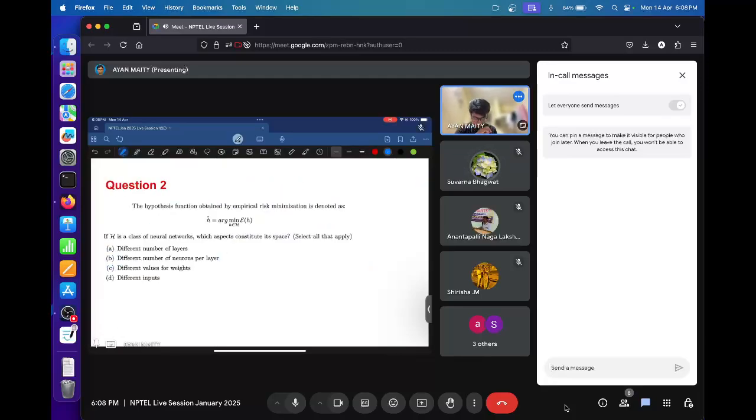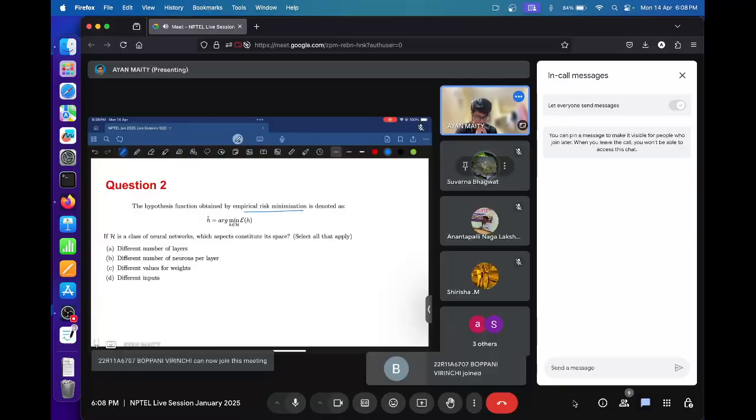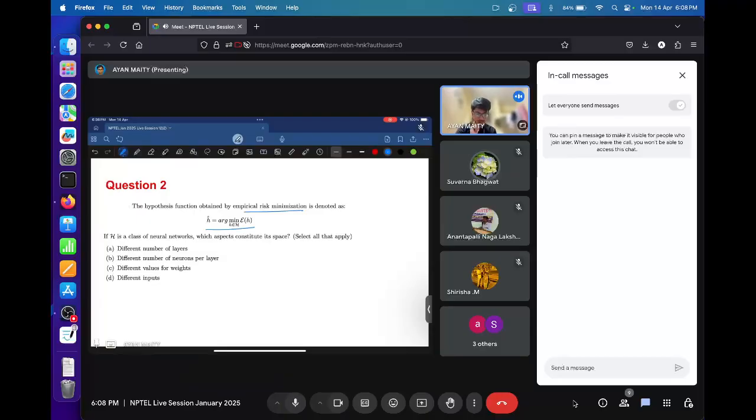Now question 2. The hypothesis function obtained by empirical risk minimization is denoted as h hat(x) is equal to argmin of epsilon h, H belongs to capital H. So capital H is the hypothesis class, and H is one hypothesis from the hypothesis class. And in empirical risk minimization, what we try to do is that we try to find out the hypothesis h hat, which has the least empirical risk or least empirical error epsilon H.